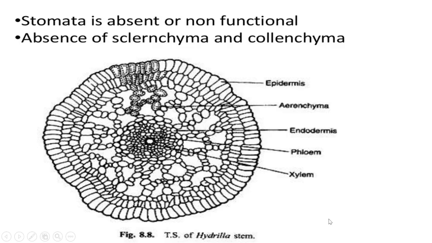Now see, this is the diagram of TS of a submerged hydrophyte, that is Hydrilla. Now here, this is the epidermis, cuticle is totally absent. Epidermis is a single layer, thin walled and parenchymatous. In certain hydrophytes, epidermal cells contain chloroplast. In this plant also there is presence of chloroplast. The cortex is well developed. It is 2 to 3 layers in thickness.